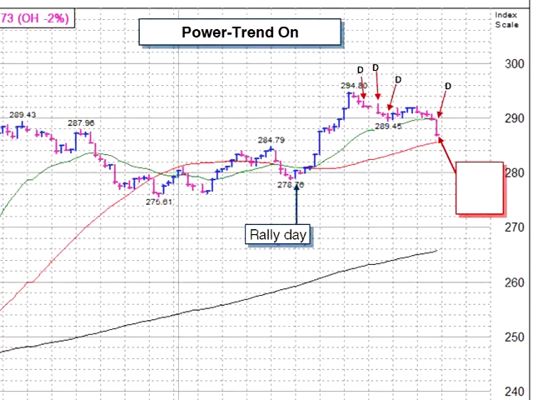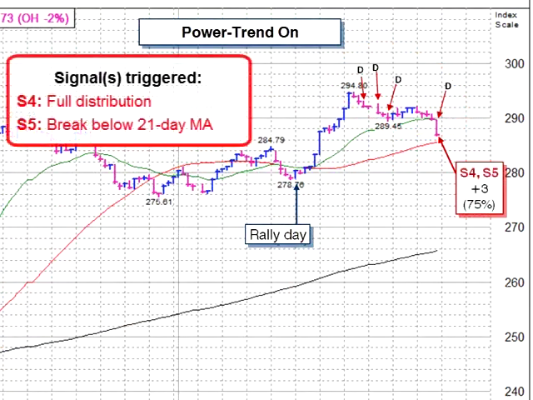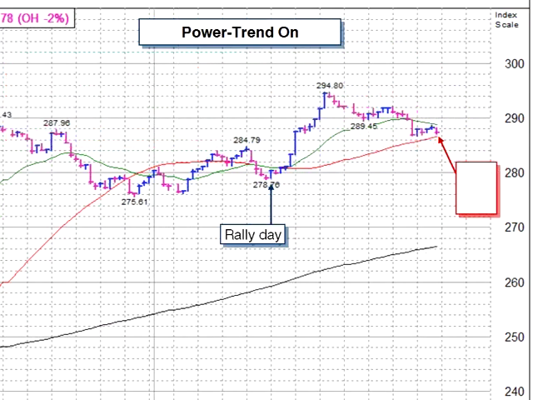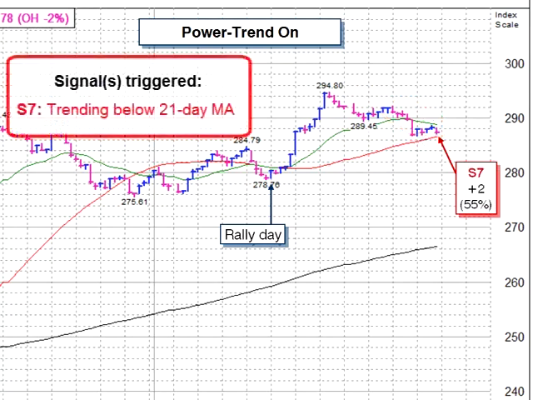So now going forward, we pile up some distribution and we break the 21 day. So we get an S4 because of the full distribution and the break of the 21 day more than the 0.2. So it puts us at 75% invested. And we continue to have some weakness. You can see the 21 day moving average is rolling over. We're now 5 days below that, so we are trending below the 21 day. So that's an S7. So our count goes from a 3 to a 2.